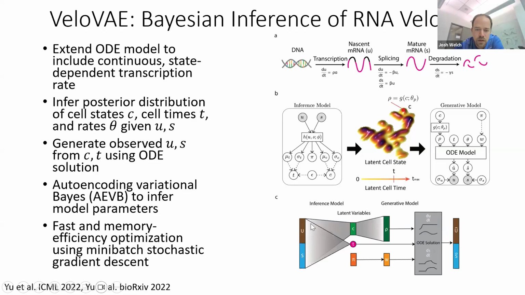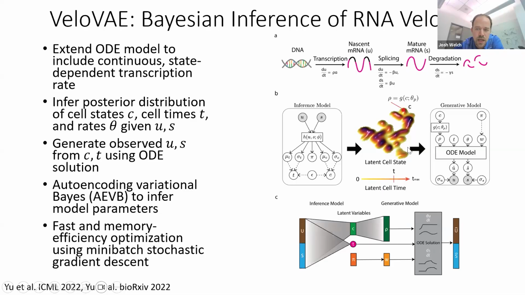So you can think of this approach from those several different intuitive perspectives, but functionally what we do is we have an encoder where we pass in U and S, and then the latent variables at the end of the encoder represent a cell state, C, and a time, T. And then we predict cell-specific, gene-specific transcription rates, rho, which we feed into an analytical solution to the differential equation to reconstruct U hat and S hat from C and T.